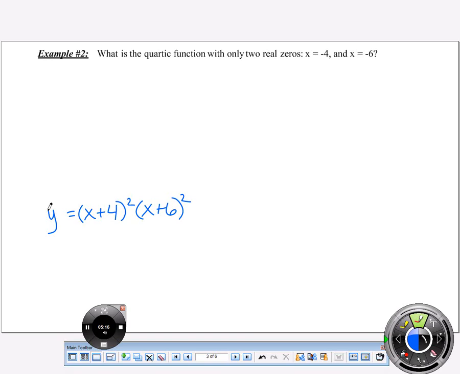Squared, because he wanted to make it of degree 4, because it says it's a quartic function, not a quadratic function. So if he just put x plus 4 and x plus 6, he would get the same zeros, but it would only be of degree 2. So by squaring each of them, he keeps those same zeros, but makes it of degree 4. Okay? Any other questions about that? It's kind of a review question, because we've seen the same theme throughout.